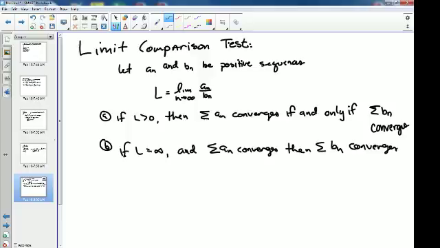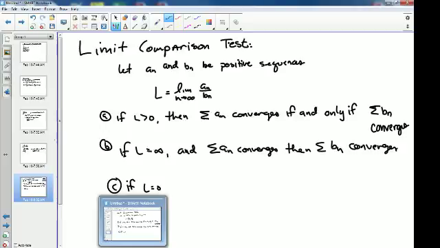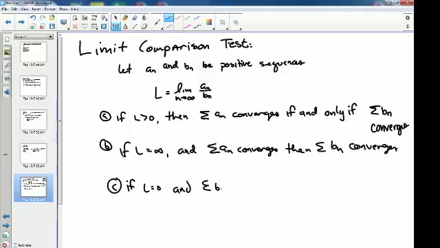I would bet money this proof is based on the comparison test, to be honest with you. Okay, one more. If L equals 0, B sub n converges, what happens to the A sub n? It's supposed to be converges.